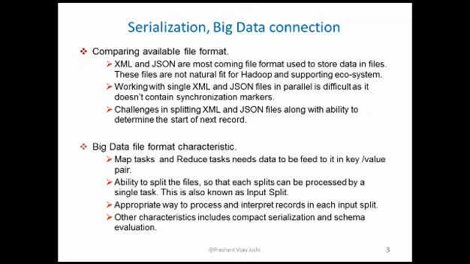The files that are used in big data should have some specific characteristics. The important one being that these files should have the ability to be split into multiple files so that they can be processed in parallel, and they should be in compact size and have schema evolution capabilities.